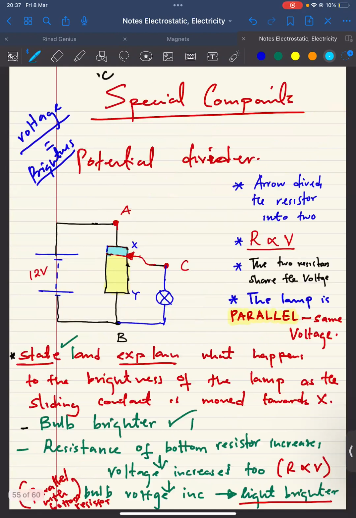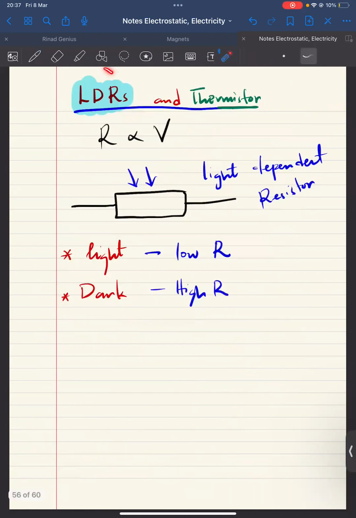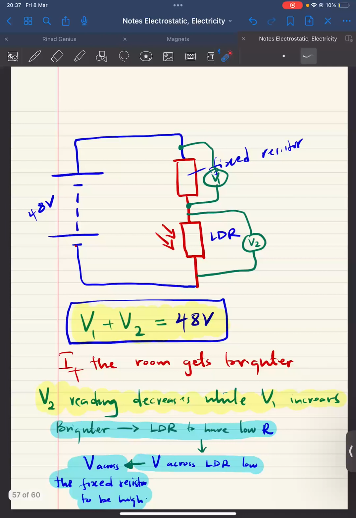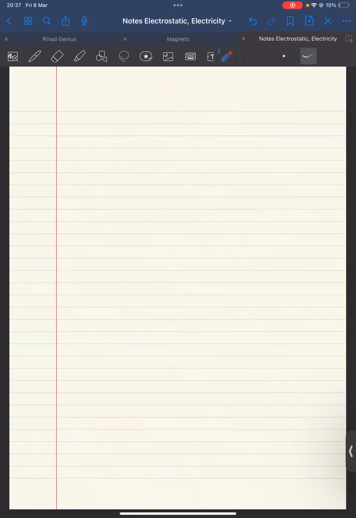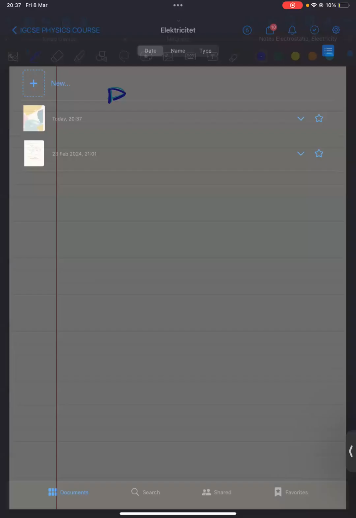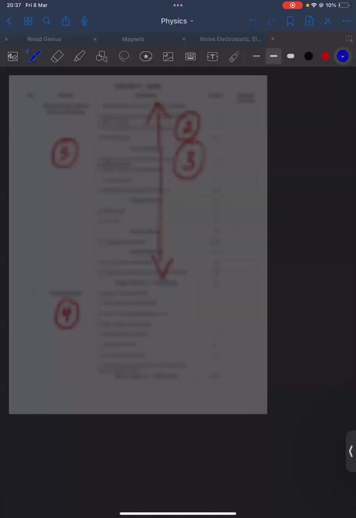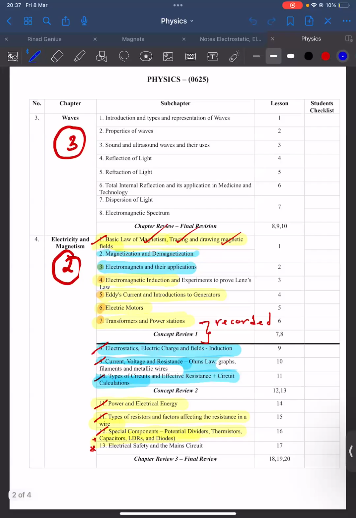Which can also be used as potential dividers, and you should learn how they work in a circuit. So those are the special components that we are supposed to have discussed: an LDR, a thermistor, and a light dependent resistor, and the typical potential divider. So let's go to a diode. Now a diode is not a potential divider, it's just part of the special circuits. Remember in our outline, we have diodes here. We are done with LDR, we are done with this, we are done with this.